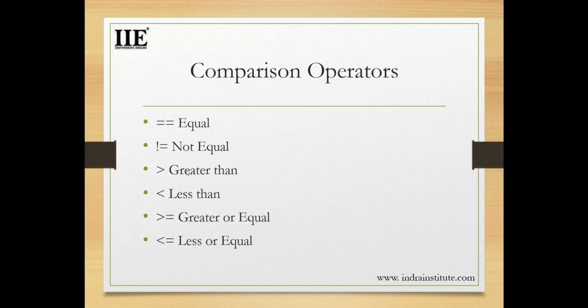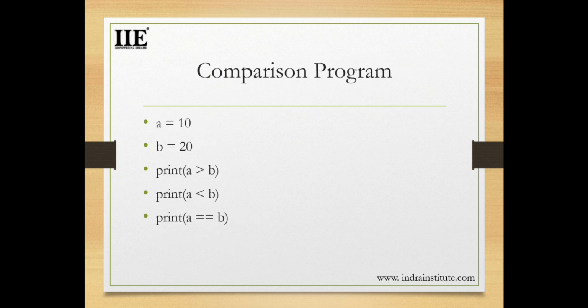Comparison operators. Comparison operators compare two values. The output will always be either true or false. These operators are mainly used in conditions. For example, this is A greater than B. Is A equal to B? That's how comparison works. Now let's run this.